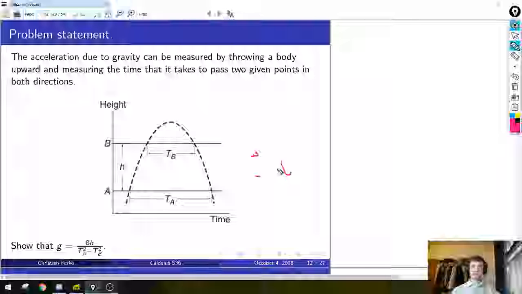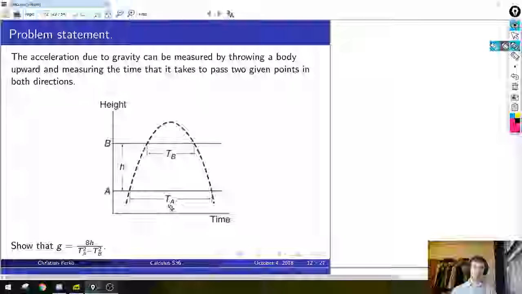So here the problem is phrased as passing 2 points in both directions, but don't get confused. This isn't a projectile that has an x direction and a y direction. You're just throwing something straight up along y. So when it says both directions, it means when it's going up and when it's coming down. So in particular, this is a height versus time graph, not a y versus x graph. We're not throwing a projectile in 2 dimensions.